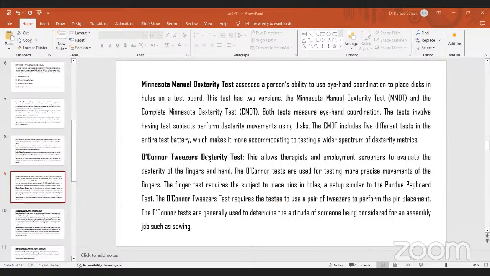The finger test requires the subject to place pins in holes, a step similar to the Purdue pegboard test. The O'Connor tweezer dexterity test requires the testee to use a pair of tweezers to perform the pin placement. The O'Connor tests are generally used to determine the aptitude of someone being considered for assembling jobs, such as switching.